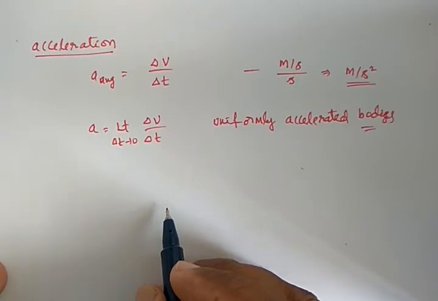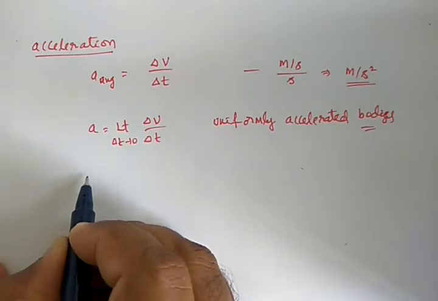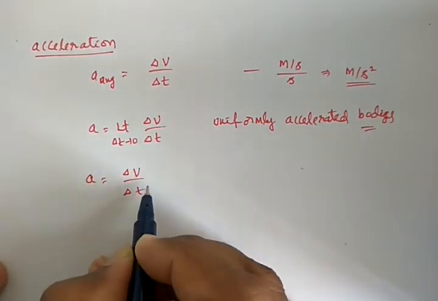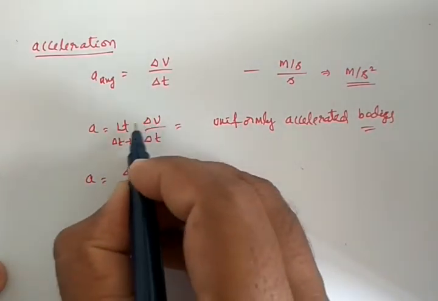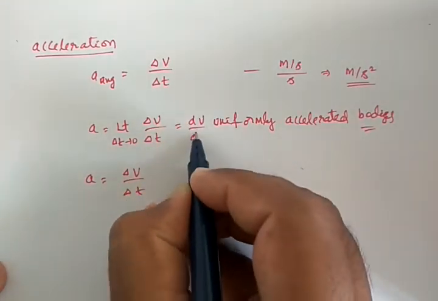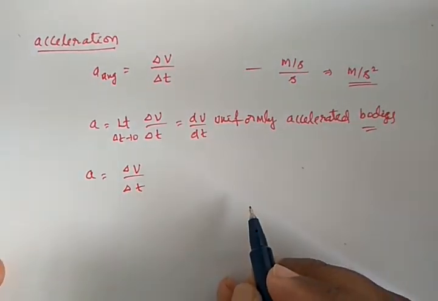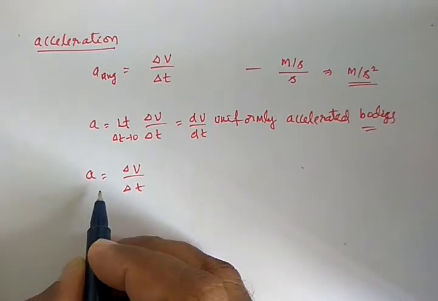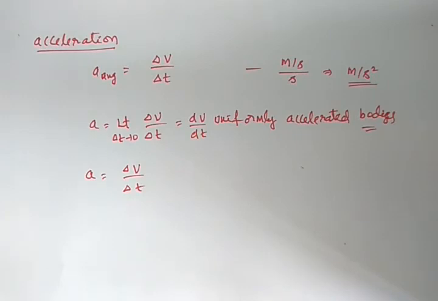So when instantaneous and average accelerations are the same, you can write a equals delta v by delta t. In the language of calculus, you can also write the limit as delta t tends to 0 of delta v by delta t as dv by dt. And since I'm taking uniformly accelerated bodies, average and instantaneous will both be the same, and then a will be equal to delta v by delta t.